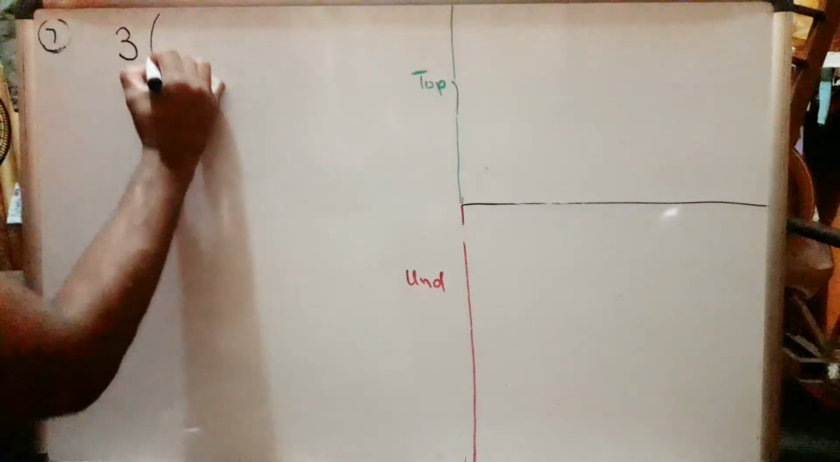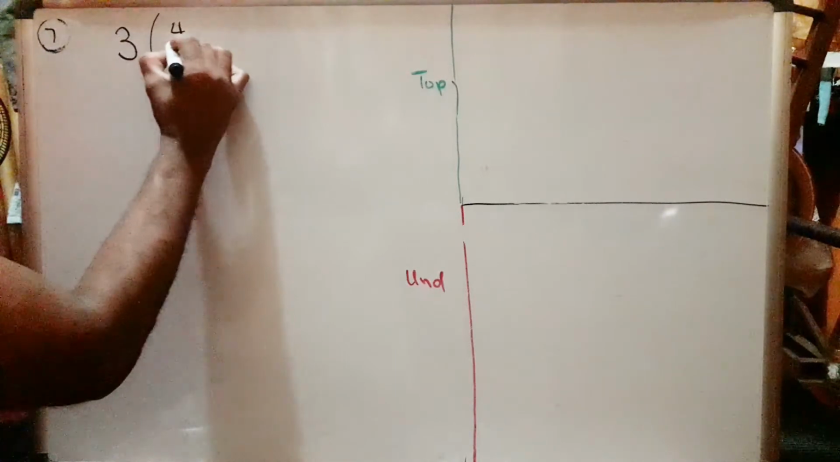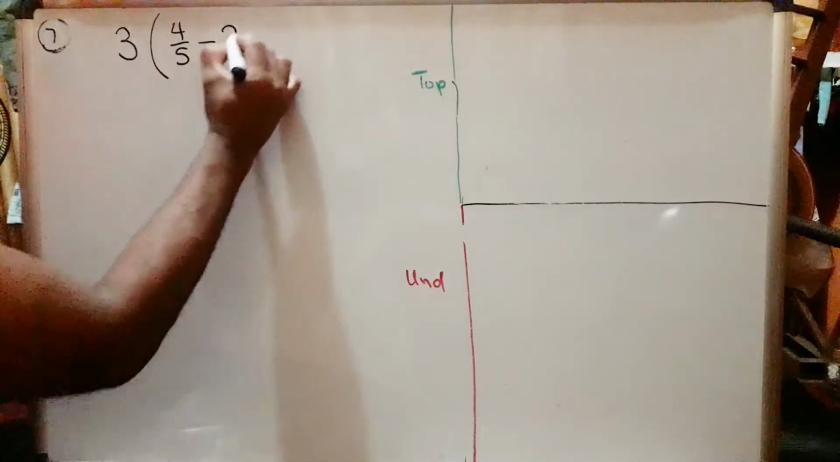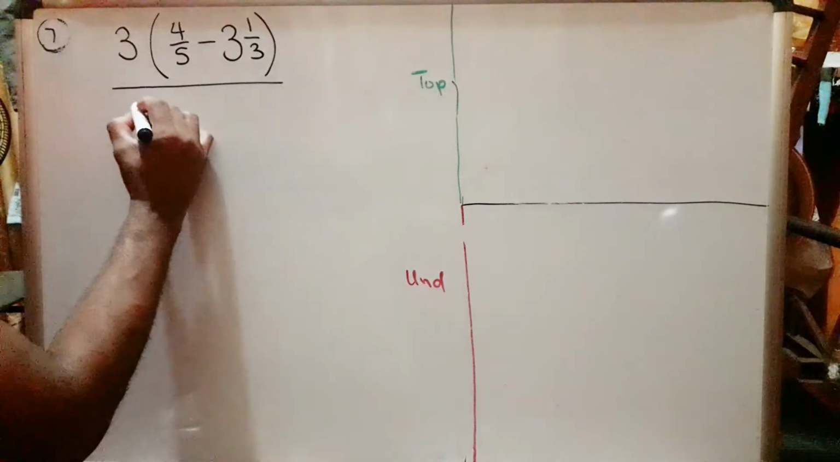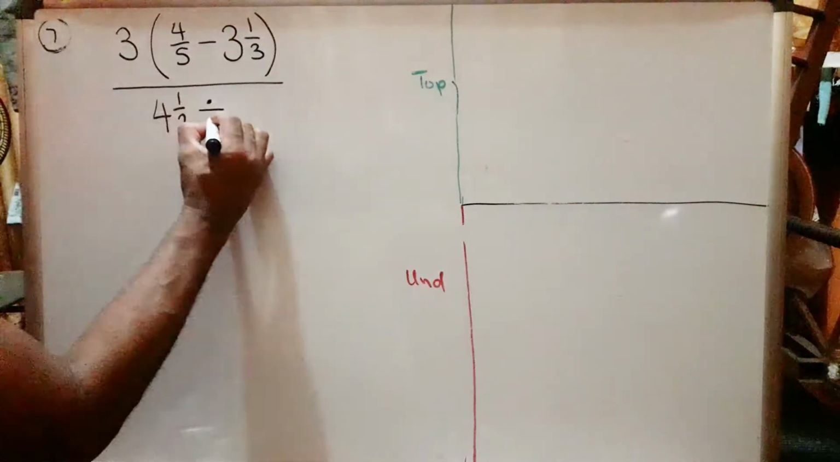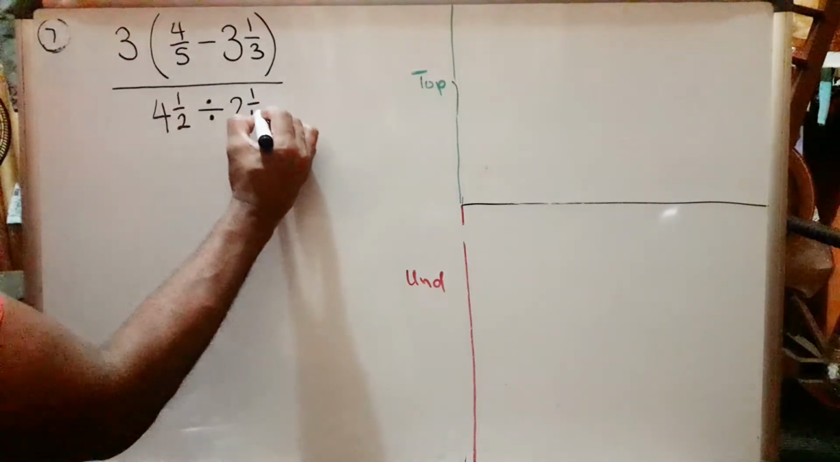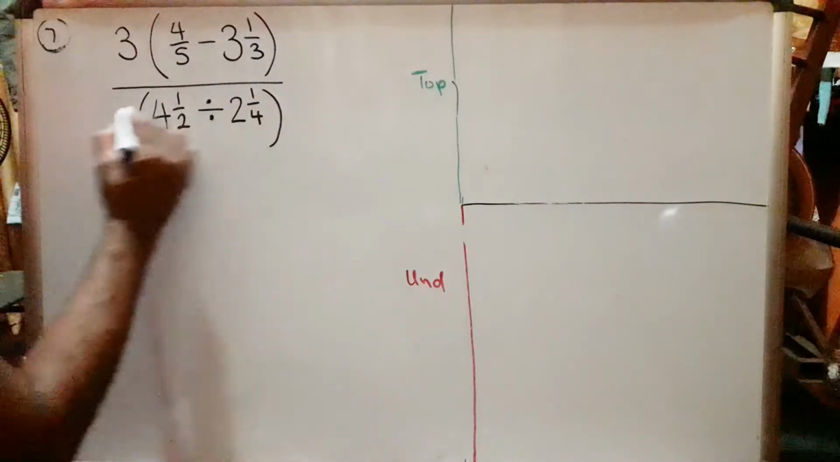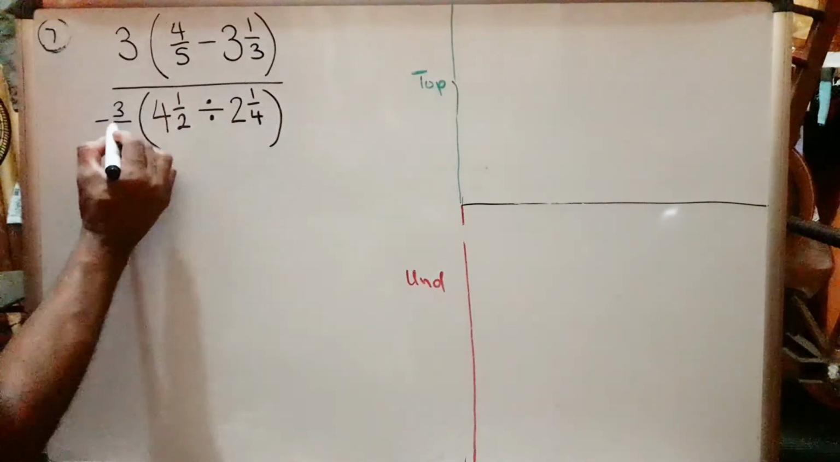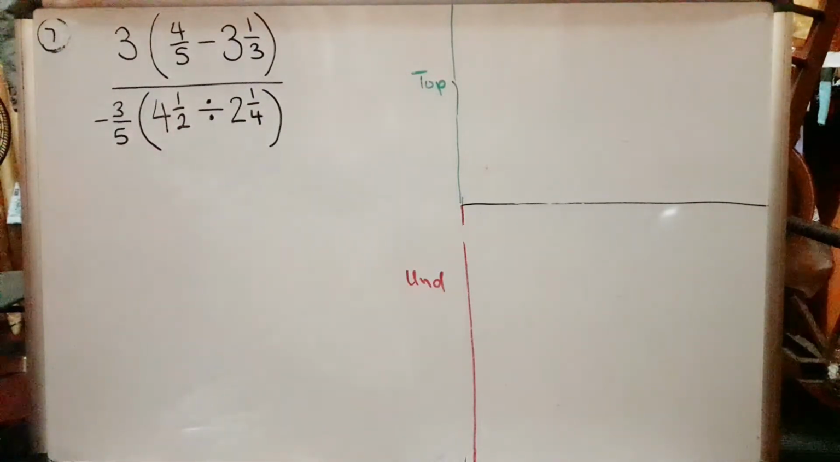3. I'm going to try to put as many tricks in this as possible. 4/5 minus 3 1/3. Underneath, it's going to be 4, you're seeing correctly there, by 2 1/4, and in brackets, I am going to put minus 3, let's put minus 3/5 outside there. Whoa, this could be a handful.